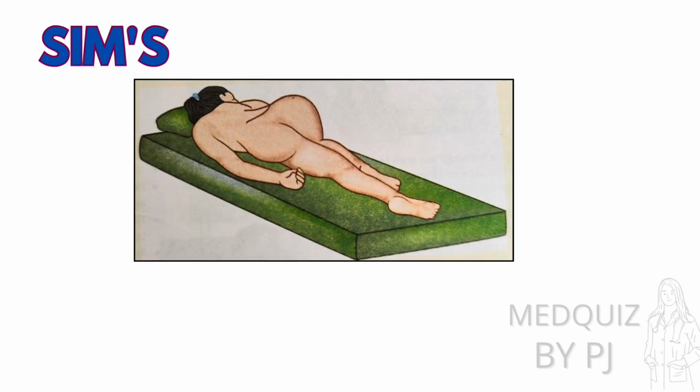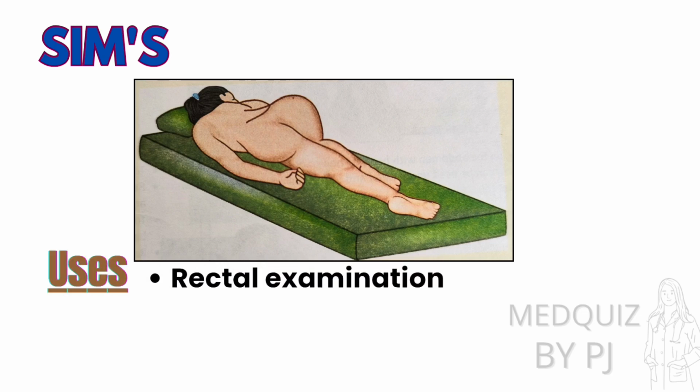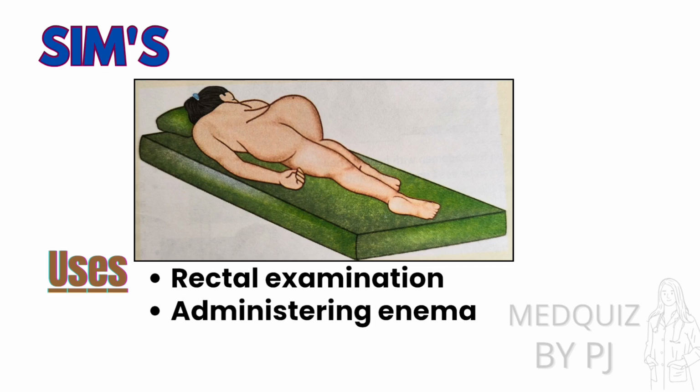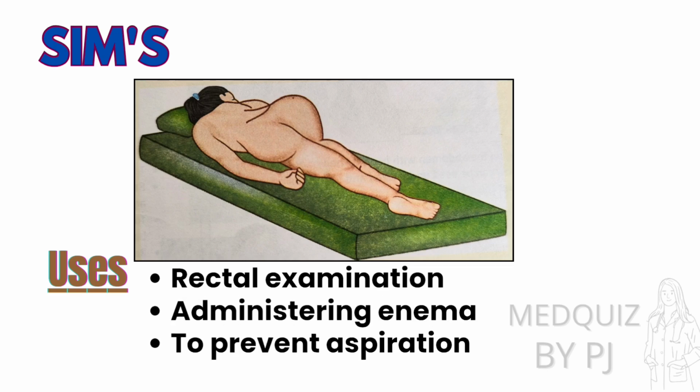Sims position. Patient is lying on the left side in a semi-prone position. One arm is located behind the patient and the other arm is flexed at shoulder and elbow. Both legs are flexed at the level of hip and knee, but the upper leg is more flexed and is drawn up to the level of the chest. Uses. Rectal examination. Administering enema. To prevent aspiration.